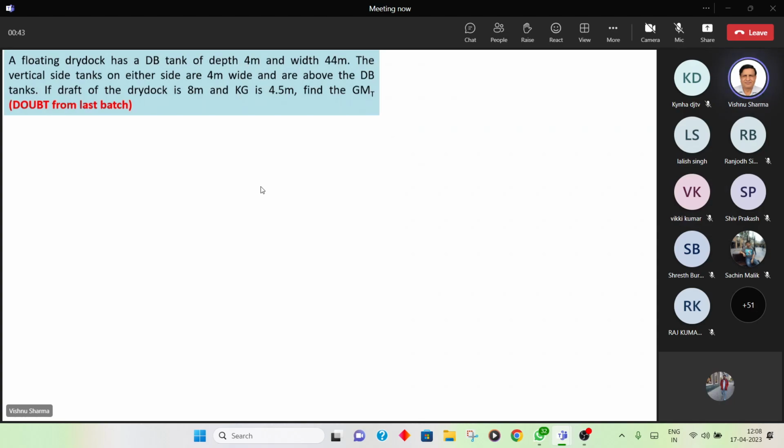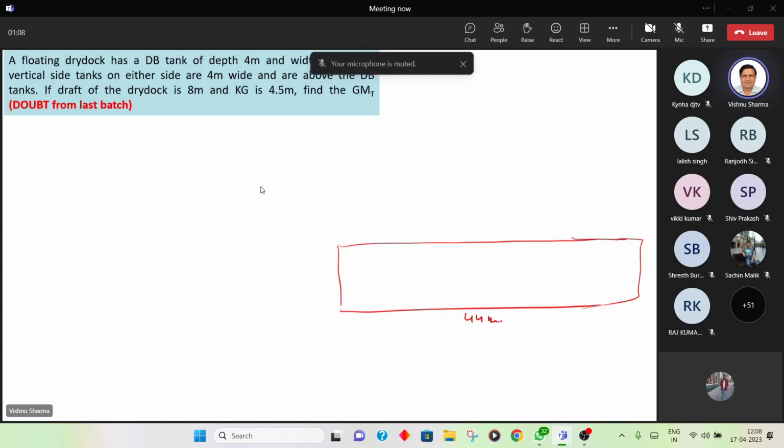So let me just help you with the diagram first. The dry dock is 44 meters wide. So we are making the cross-sectional view, not the longitudinal view. This is 44 meters of breadth. It has this DB, which is 44 meters in width. Of course, it will be subdivided, that's another issue. And the depth is 4 meters. So half of the DB is 4 meters.